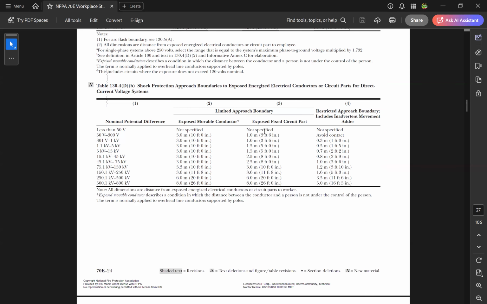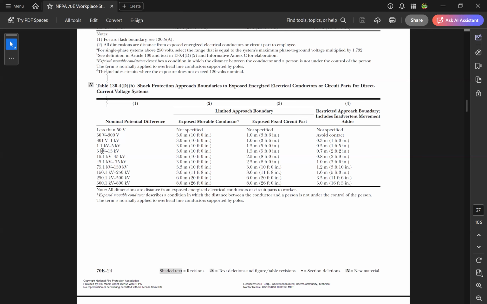And if you go down to the DC chart, it's pretty much the same thing here. Same thing with, we've got a nominal potential difference. So that's the voltage level that you'll be working on at the DC level. Again, exposed movable conductors, those would fall into the category of your overhead conductors that are distributed. Your exposed fixed circuit parts, again, that falls into the panel board, switchboard category. And then you have your restricted approach boundary again, where you're touching the equipment at that point.